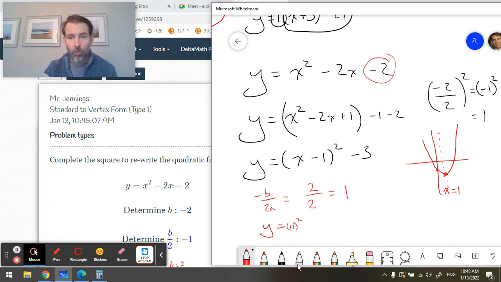Okay, cool. So 1 squared minus 2 times 1 minus 2. Well, 1 squared is 1. Negative 2 times 1 is negative 2. 1 minus 2 is minus 1. Minus 1 minus another 2 is minus 3. So we've got the y value and the x value of the vertex. Now all I need to do is write out y is equal to, a is 1, so I don't write anything there, x minus this. That's where you flip the sign inside this form. (x minus 1) squared minus 3.